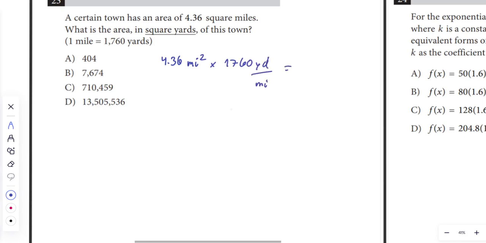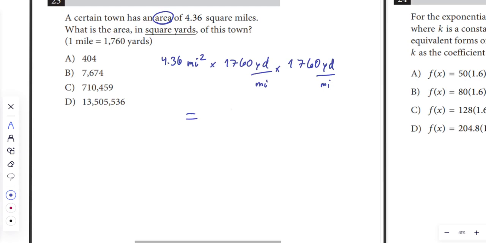If you multiply this together, you'd get something like 7674. But it would be a mistake to choose this answer choice right away, because notice that we didn't actually cancel out our square miles. We just converted once. And area is a two-dimensional thing, which means we have to convert by this scale factor twice. So I'm going to multiply again by that scale factor, 1760 yards per mile, because we want to capture both the length and the width of this area. We want to convert both aspects that make up the area.